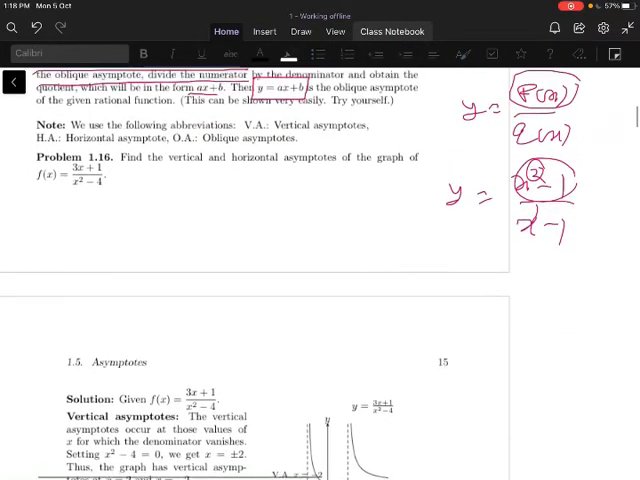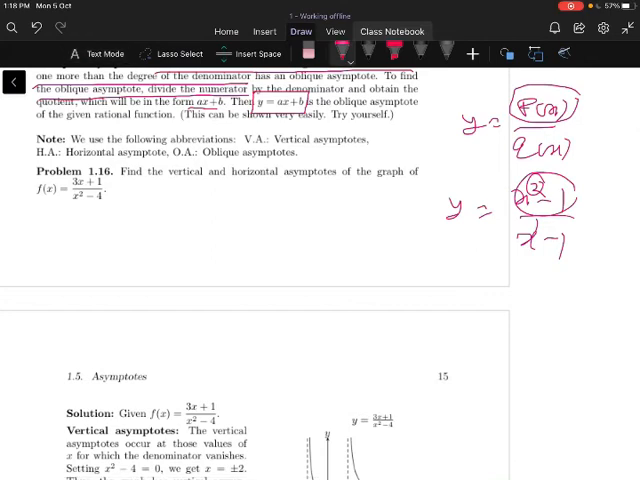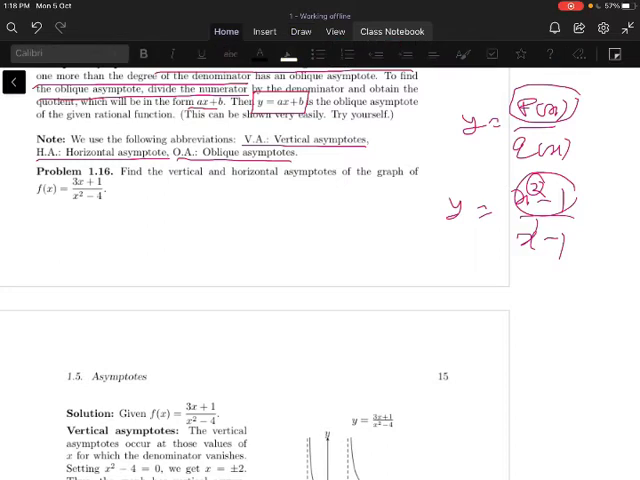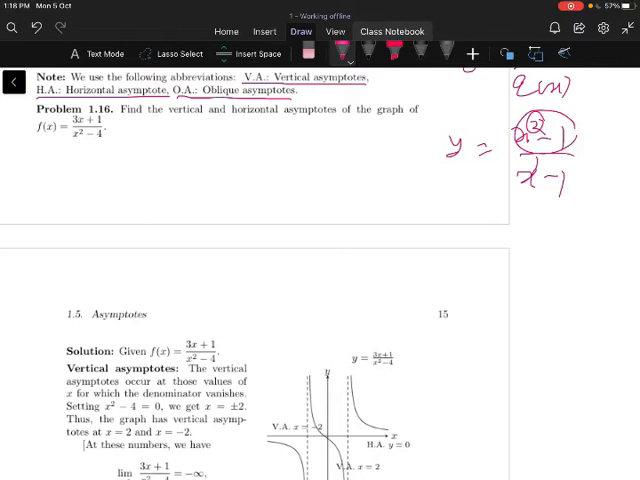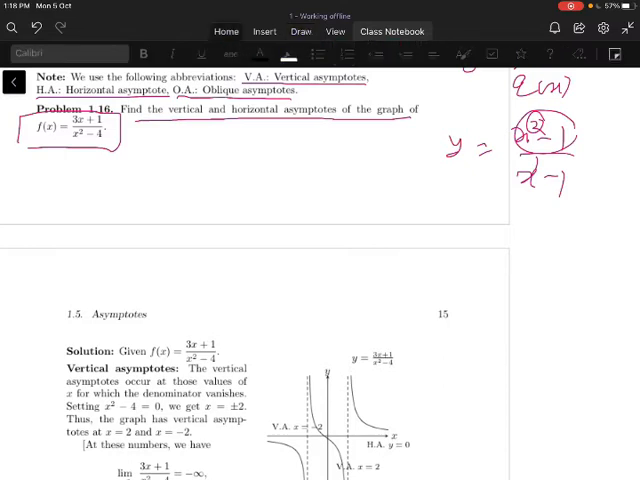Let us take a problem. Here I consider VA as vertical asymptote, HA as horizontal asymptote, OA as oblique asymptote. Now let us move to the problem. Find the vertical and horizontal asymptotes of the graph of the function f of x is equal to 3x plus 1 by x square minus 4.